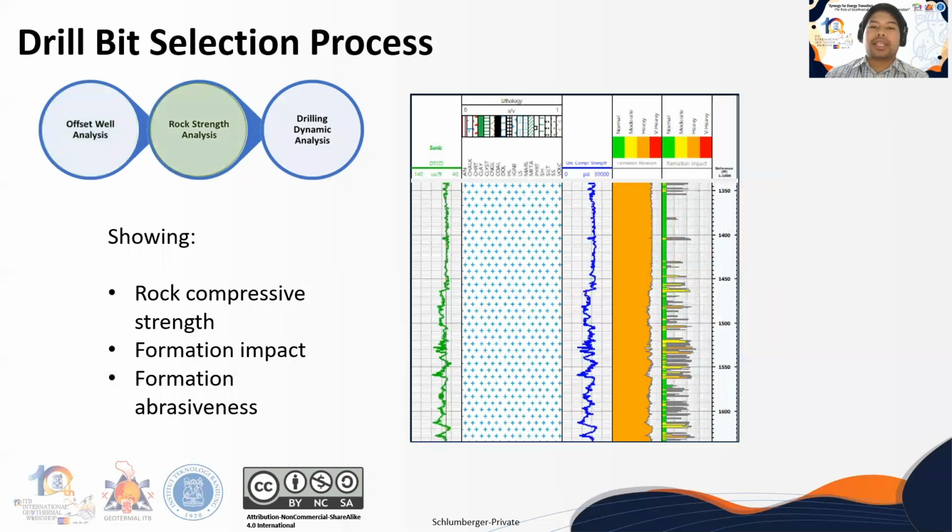The second step usually taken by the drill bit company is analyzing the characteristics of the formation, including calculating the compressive strength of the formation using rock strength analysis software. The formation logs such as gamma ray and compressional strength from the offset well are used to calculate the compressive strength of the formation. And other characteristics can also be derived, such as formation abrasiveness and the nature of the formation impact. And from the rock strength analysis, the software will determine several suitable candidate bit designs.